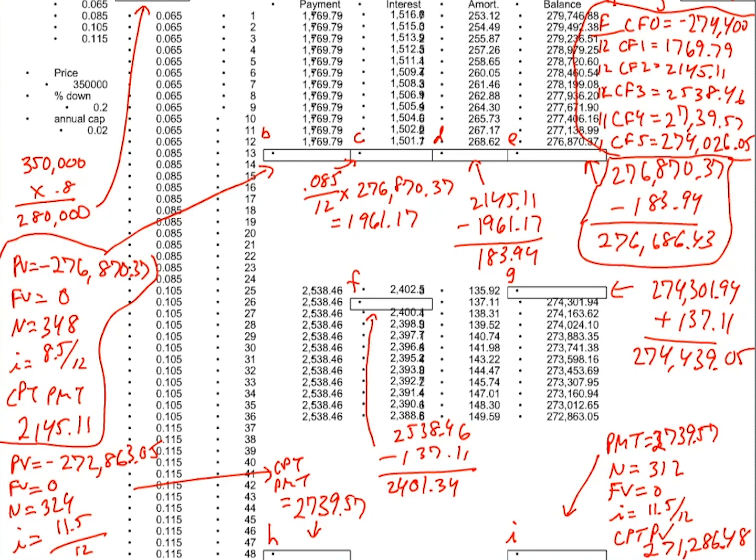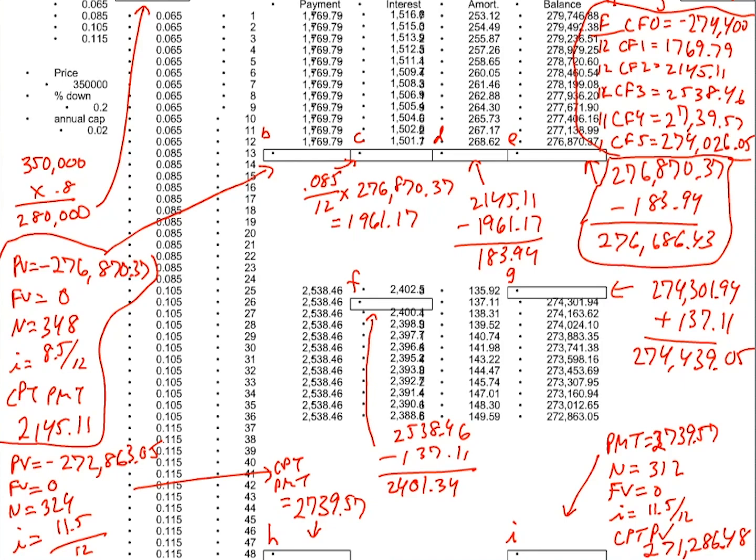Okay, with G we need to find out what's the balance at the end of the 25th month. Well, we could just say, if we took the balance at the end of the 26th month and added back the amount we amortized in the 26th month, the $137.11, we must get what would have been the balance at the end of the 25th month, where G is. That's $274,439.05. Okay. If we had done that one first, we could have then multiplied that times the interest rate in that third year, which is 10.5 divided by 12, and also arrived at the interest amount in that manner.